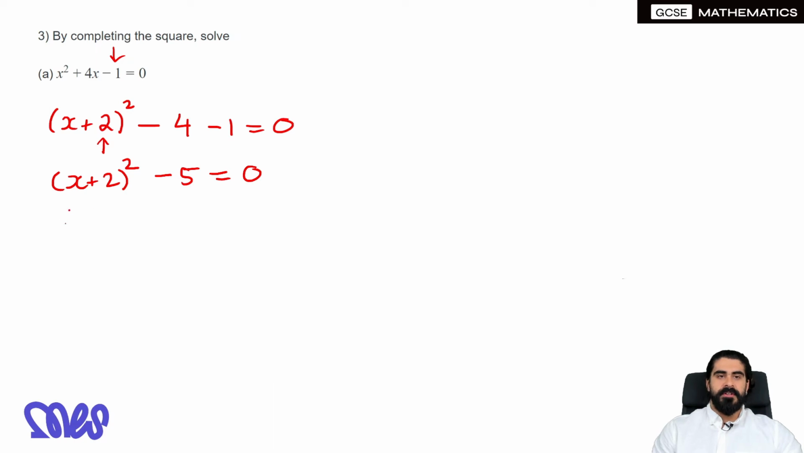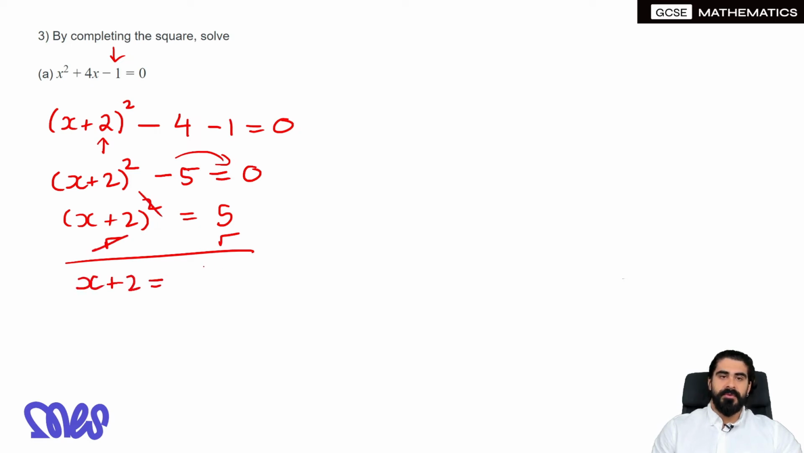So we have x plus 2 squared minus 4 minus 1 is minus 5. And now we just rearrange. So we have x plus 2 squared. The minus 5 goes to the other side. So 5. We square root both sides. Yeah, we square root to cancel out this squared. So we have x plus 2 equals the square root of 5. So remember your plus or minus. Then you move the 2 over. So we get minus 2 plus or minus root 5.